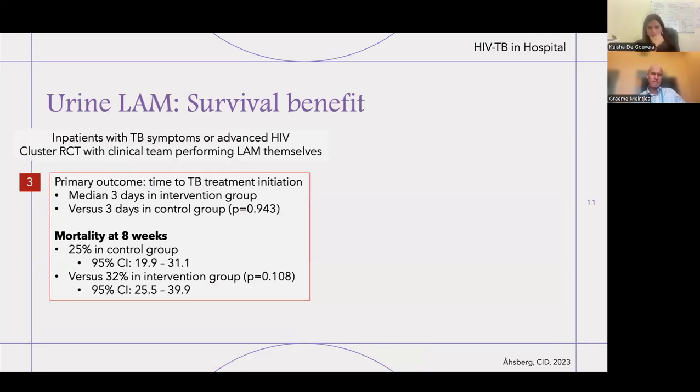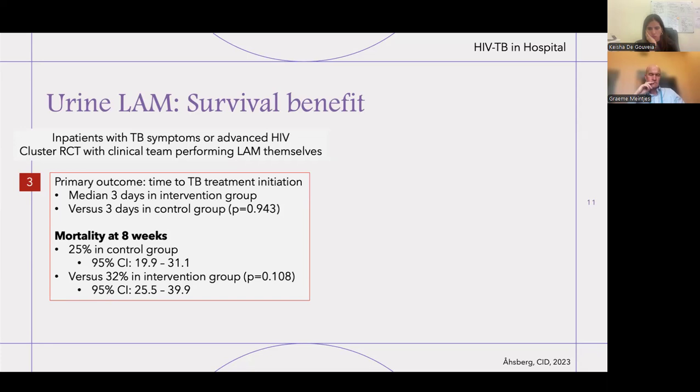This was based in three hospitals in Ghana. Just to highlight, it specifically wasn't powered to assess the question of mortality. The primary outcome in this trial was time to initiation of TB treatment. They enrolled inpatients with either TB symptoms or advanced HIV. And as you can see, the primary outcome of time to initiation of treatment didn't differ between the control arm and the intervention arm. It was 3 days in both.